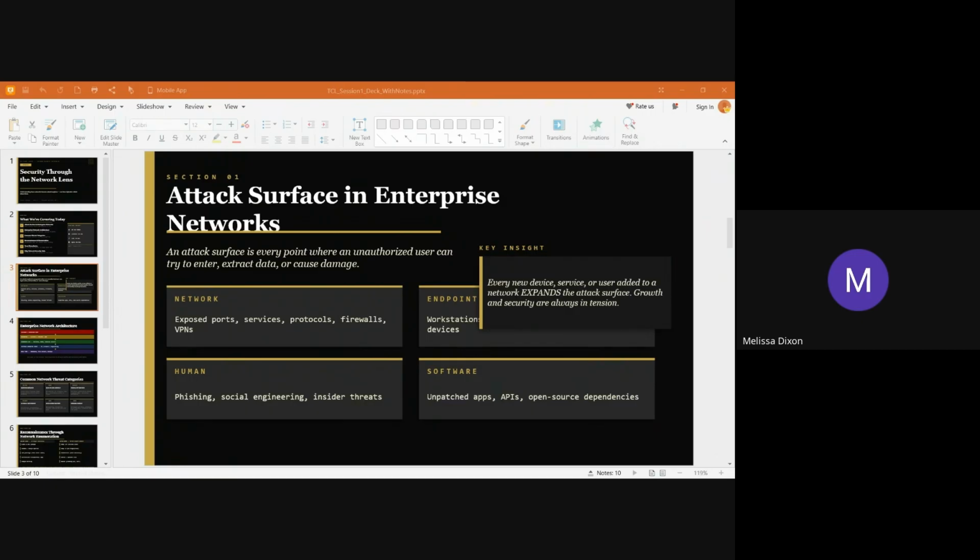So if adding more users and devices always expands the surface, what does that mean for a company that's growing fast, do you think? More vulnerabilities. Can you say that one more time? My connection cut out. There will be more users, so there will be more vulnerabilities, because usually the end users are the attack surface, the first line of attack. Yeah, that's right. Security has to be built into growth and not bolted on after, right? You have to think about all that from the get-go.